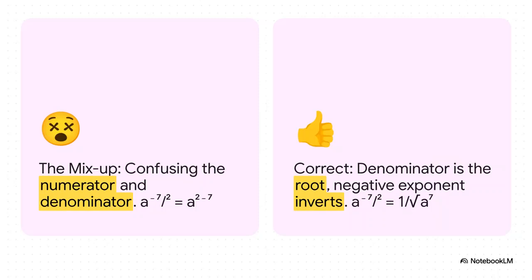And then you get to fractional exponents. This is where the wires can really get crossed. It's so easy to mix up what the top and bottom numbers do. People often think the denominator, the 2 in this case, is the power. But it's not.